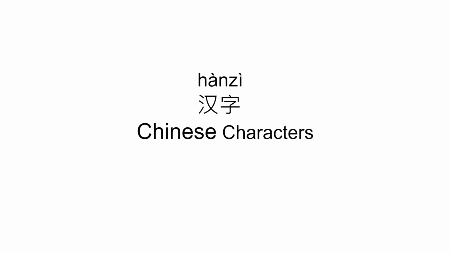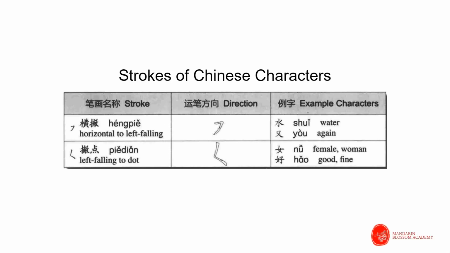Now let's look at our Hanzi, Chinese characters. Before that, let's look at some strokes of Chinese characters. The first one is horizontal to left falling. You can trace it in the air, horizontal to left falling. The second one is left falling to dot.